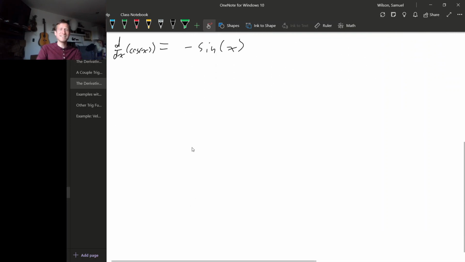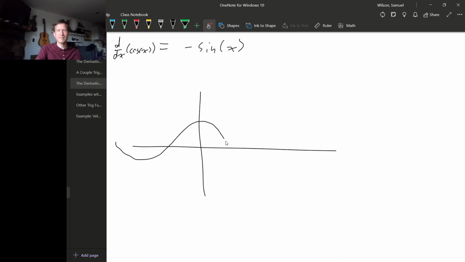And that actually makes sense if you look at a graph. Right? Cosine looks like this. And if you think about slopes of tangent lines, at x equals 0 here, the slope of the tangent line is 0, so our derivative should start at 0. At this spot right here, this is pi over 2, the slope of the tangent line is negative. Seems like it's maybe about negative 1, so like this. I guess, sorry, it should be more like this.